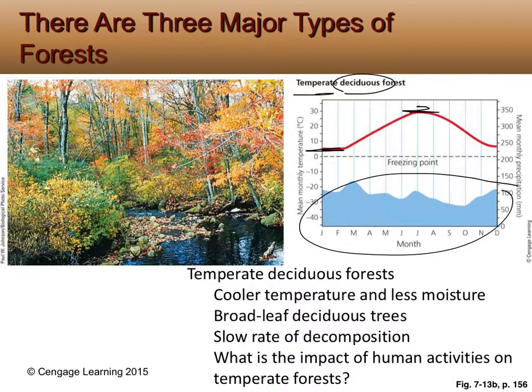Cooler temperatures, less moisture in this region, but we have very fertile soil because when a tree dies, when an animal dies, they decompose relatively quickly, and those nutrients tend to stay in the ground for a long time. Broadleaf deciduous trees have a slow rate of decomposition. It is slow, but it is much faster than a tundra region, and much faster than a grassland too, though not nearly as fast as a tropical rainforest. Human impacts: we do cut a lot of these trees down and turn them into farmland.